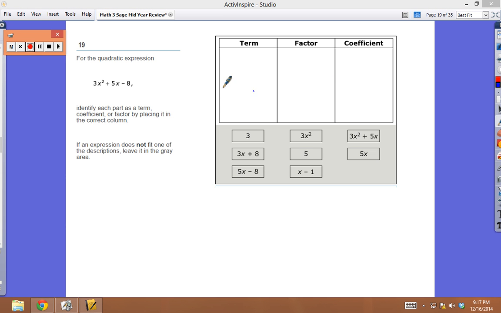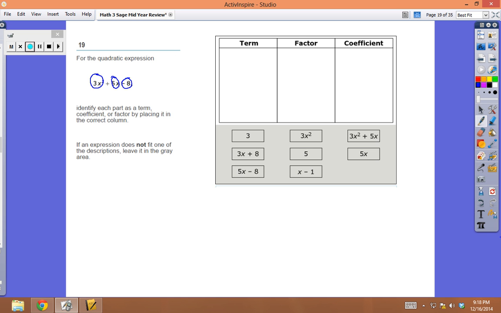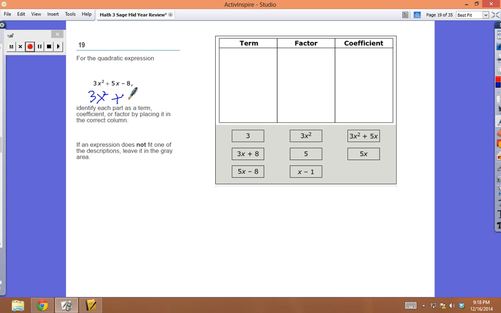Okay, the terms are the 3 separate pieces. So there's a piece, and that is actually a negative 8. So terms are separated by plus signs. If you expand this out, it really is 3x squared plus 5x plus a negative 8. So the terms: I see a 3x squared, so 3x squared is a term, and I see a 5x, that's a term, but I don't see a negative 8. There should be 3 distinct terms.